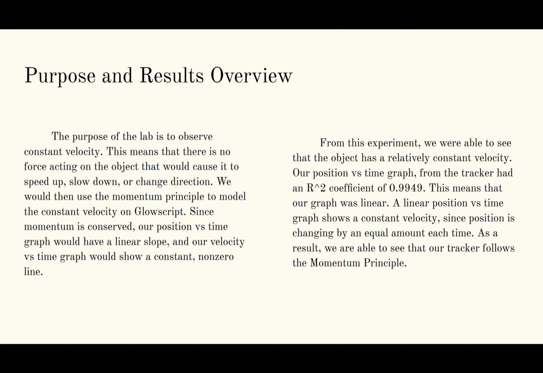From this experiment, we were able to see that the velocity is relatively constant. Our position versus time graph from the tracker had an r-squared coefficient of 0.9949. This means that our graph was linear. A linear position versus time graph shows a constant velocity, since position is changing by an equal amount each time. As a result, we are able to see that our tracker follows the momentum principle.